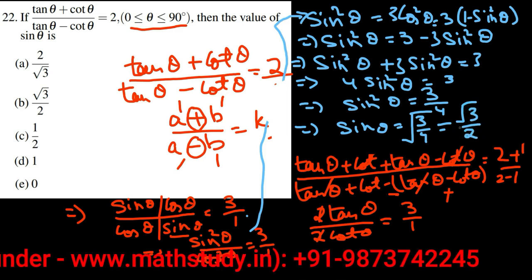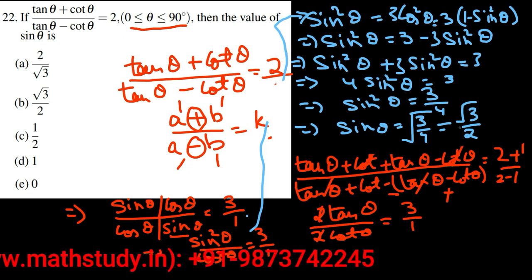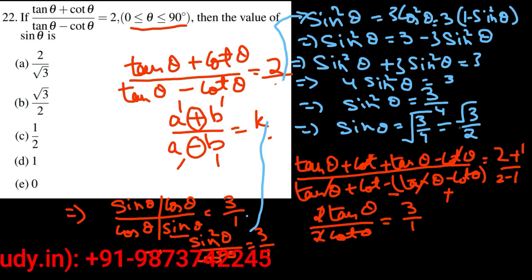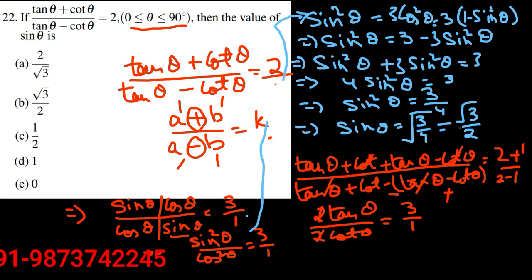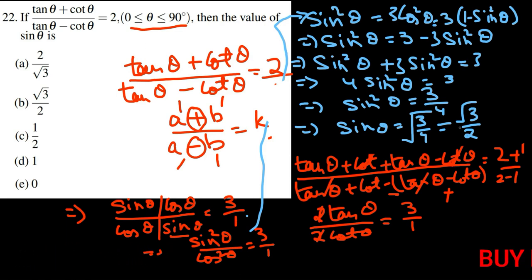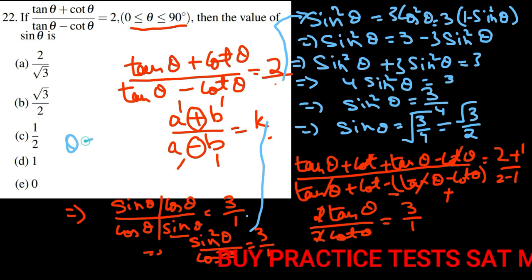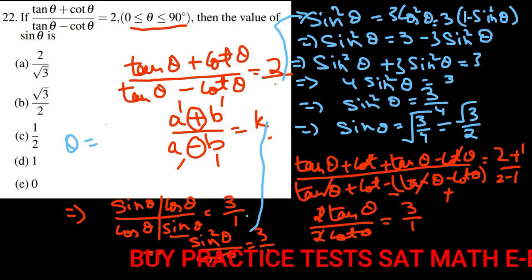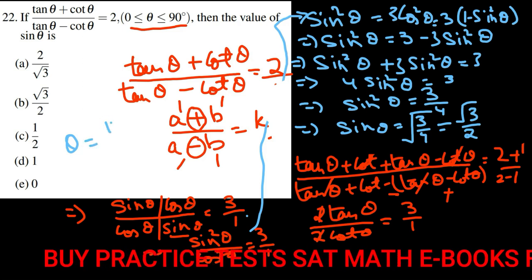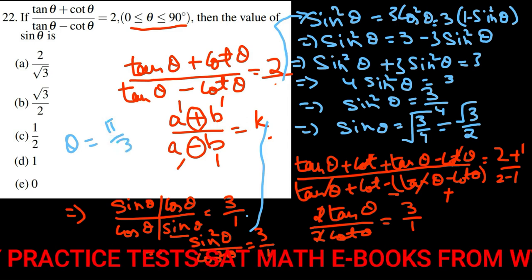Why have we neglected the negative sign? Because our theta is lying between 0 and 90 degrees. That means sin theta is lying in the first quadrant where it is positive, right? So we got our answer root 3 by 2, and we know that sin theta is root 3 by 2. That implies theta equals what? So we will get theta equal to 60 degrees, right, which is pi by 3.